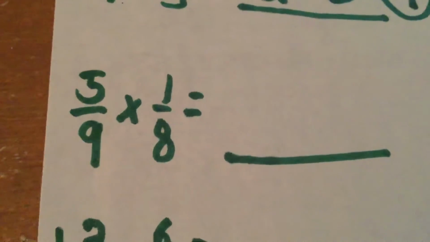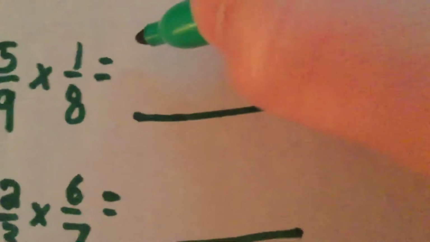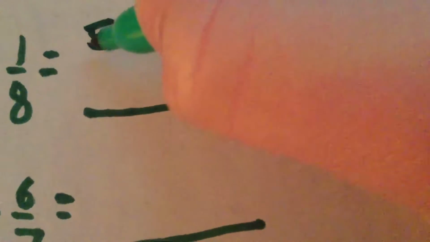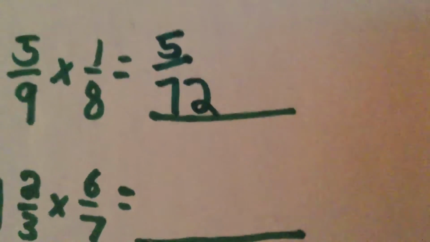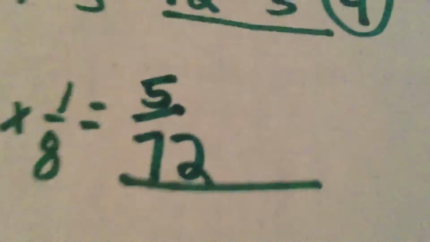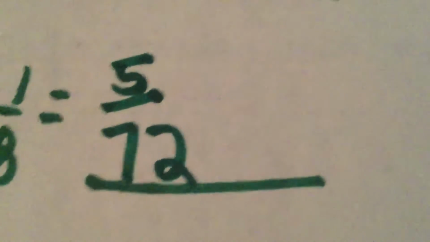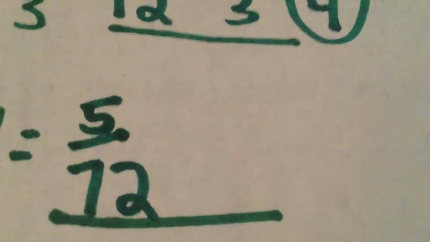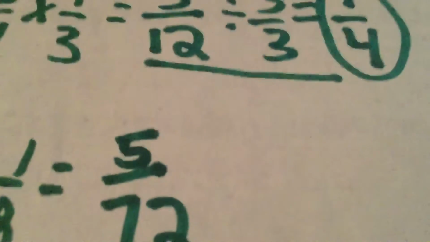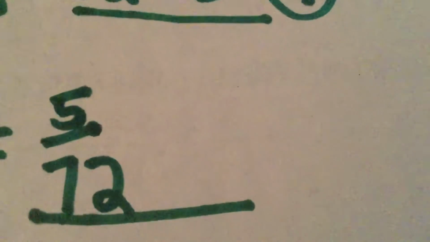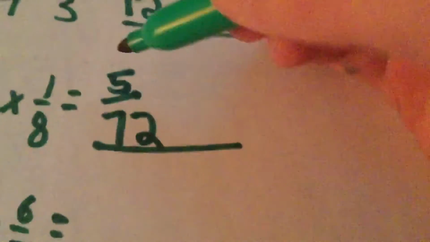Next example, 5/9 times 1/8. 5 times 1 is 5, and 9 times 8 is 72. And I don't think this can be reduced, because 5 is a prime number, which means nothing goes into it other than 5 or 1. So that means this fraction is already simplified.